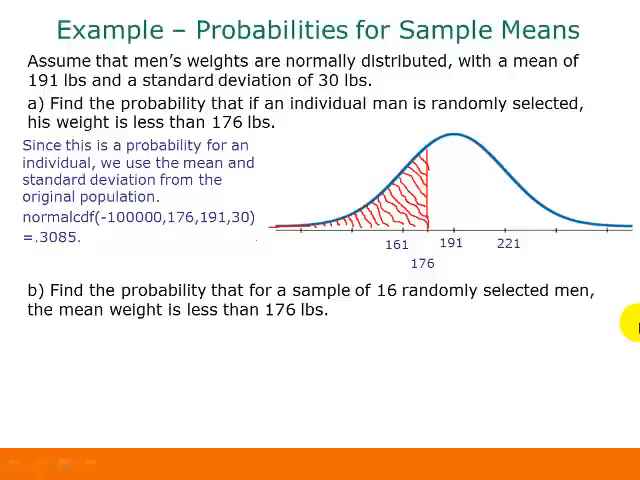Now let's look at a similar problem, only one that involves a sample instead of an individual. So find the probability that for a sample of 16 randomly selected men, the mean weight is less than 176 pounds. So the key difference between these two is that here we were talking about one individual, here we're talking about a sample of 16. So we're actually looking at the mean weight for the whole sample in this case. So this is the clue that you're looking for a probability that involves a sample mean. And remember, the notation for a sample mean is x bar.